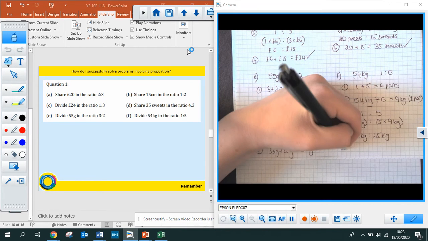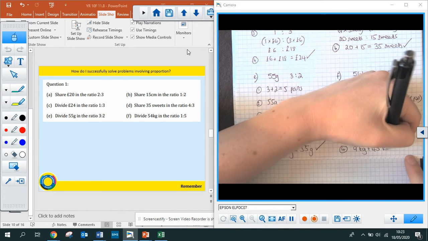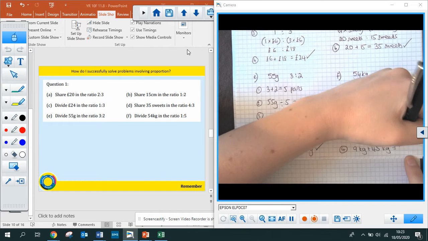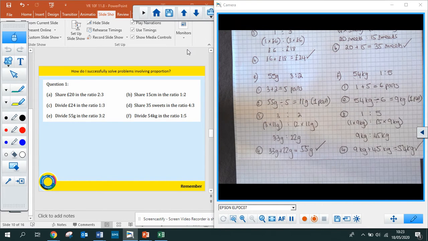Last step, do your check. Is 9 kilograms plus 45 kilograms 54 kilograms? Yes, it is. And so I just have my answer correct.